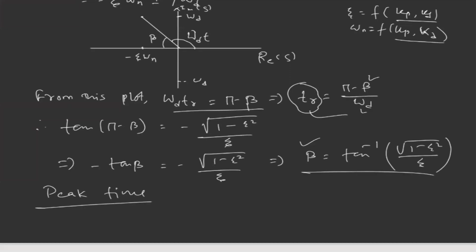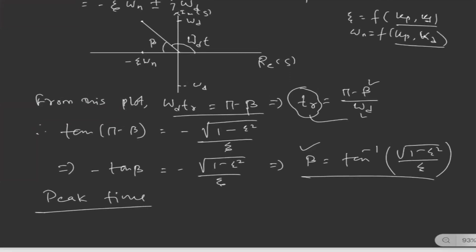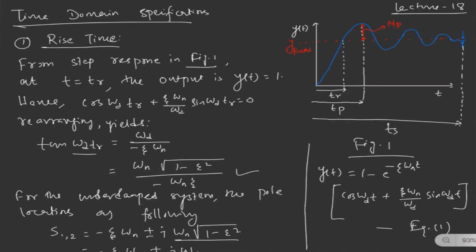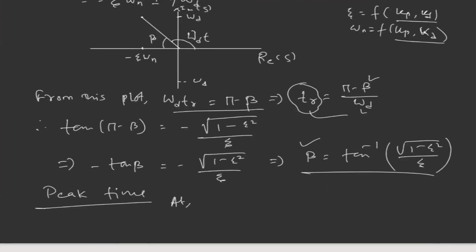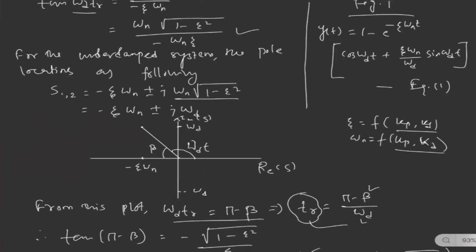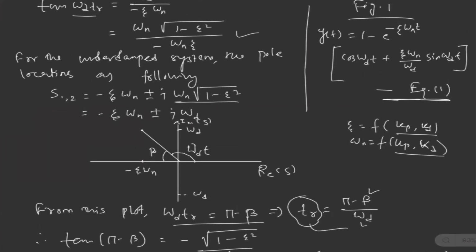In peak time, the definition was the peak time occurs at the first time when dy/dt is 0. So of course, obvious, this is from the plot. At Tp, the value is constant. So we can write at t equal to Tp, dy/dt equal to 0. So for this, we will take the time derivative of equation number 1.